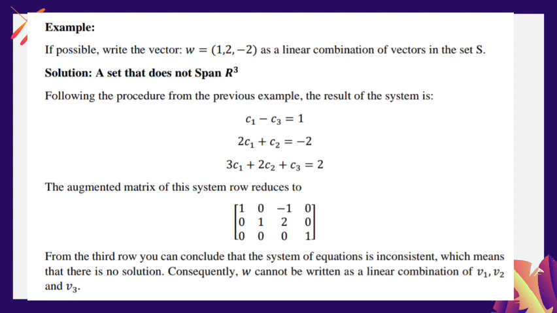In the previous example, we used u sub 1, u sub 2, and u sub 3, while in this example, we are given the vector w, which is (1, 2, -2). So, the augmented matrix of this system row reduces to [1, 0, -1 | 0], [0, 1, 2 | 0], and [0, 0, 0 | 1]. In the third row, we conclude that the system of equations is inconsistent, which means that there is no solution. Consequently, w cannot be written as a linear combination of v sub 1, v sub 2, and v sub 3.